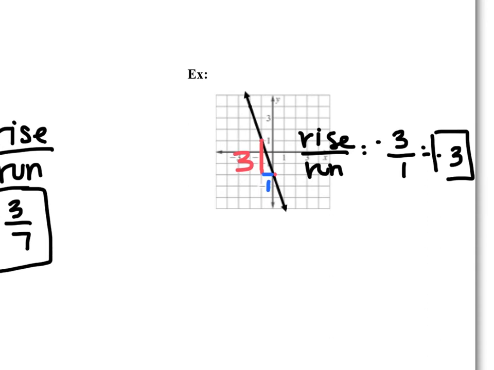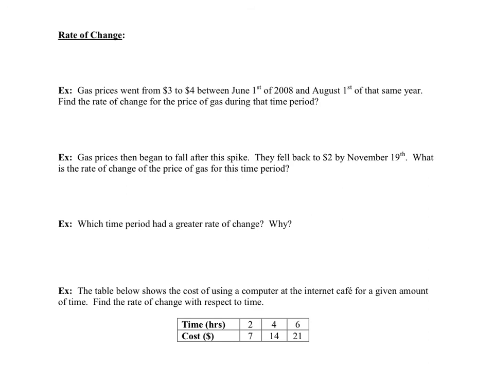Here I just happen to pick these 2 points, and that has a rise of 3 and a run of 1, which simplifies to 3, but again the slope is negative. If you had used these 2 points, you would have had a rise of 6 and a run of 2, which still comes out to a slope of 3, and it's still negative. So rate of change doesn't act much differently than slope, it's just slope in the real world.